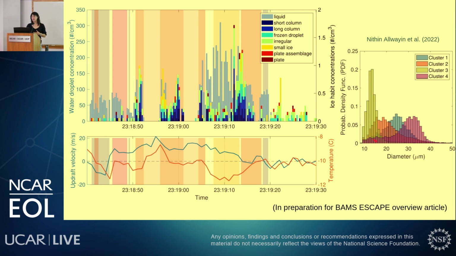So that could be that the droplets are evaporating, or the ice particles are taking up vapor at the expense of the liquid droplets, causing their diameters to shrink. Or maybe it was the largest droplets that froze, so that those large droplets left this distribution. Just some possible patterns from this data.